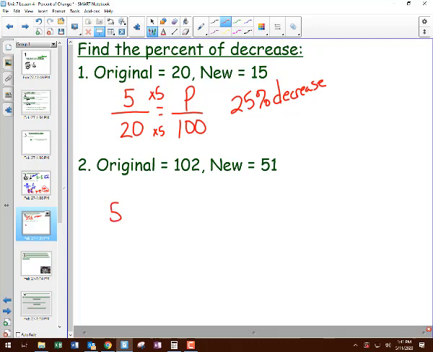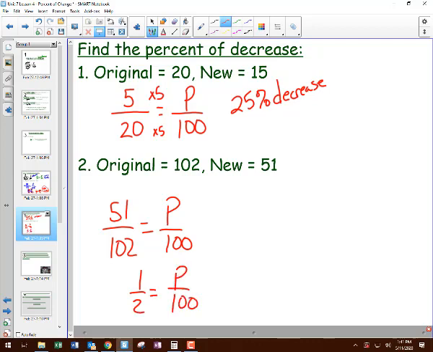So my change is 51 over 102. I'll set that equal to my percent over 100. And I'm going to reduce to make my life easier. And if I reduce this down, I will get 1/2 is equal to P over 100. 2 times 50 is 100. So 1 times 50 equals P. Okay? And so that's going to give me a 50% decrease.